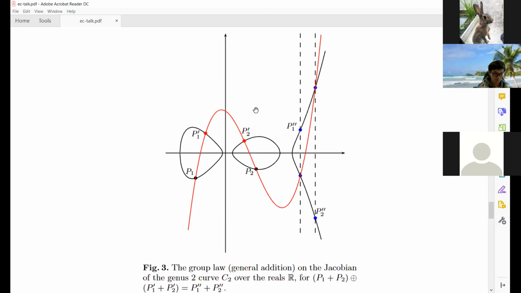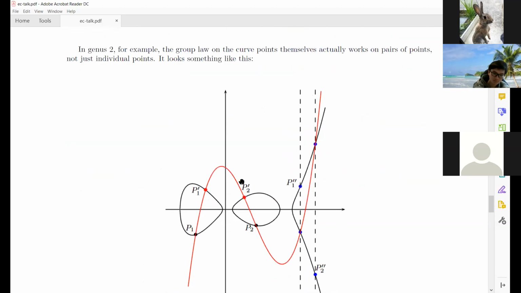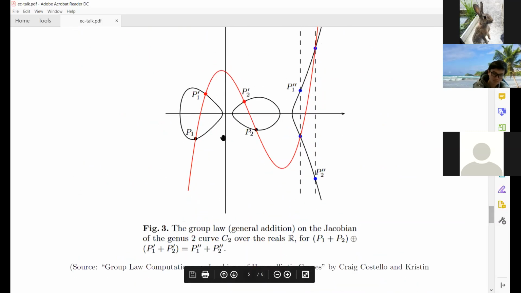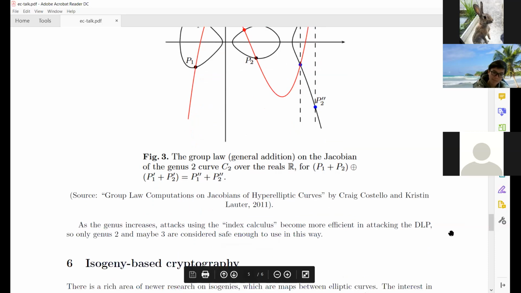If this was an elliptic curve, then the group law would be a straight line through 2 points and then a third. Whereas here we've got a cubic which goes through 2 pairs of points and a third pair of points. And that's in genus 2, sorry. So you can see how it generalizes, but obviously that's quite a lot more complicated than the one we saw earlier. And this diagram comes from this paper here, just for credit.